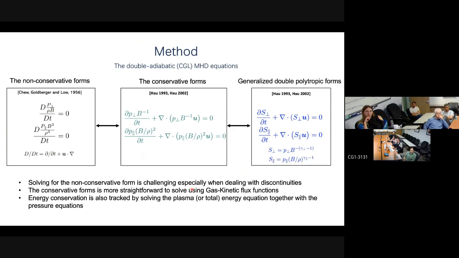So solving the non-conservative form is challenging, especially when dealing with discontinuities. And the conservative form is more straightforward to solve using the gas-kinetic scheme with flux functions. Energy conservation is also checked by solving the plasma or total energy equation together with the pressure equations.